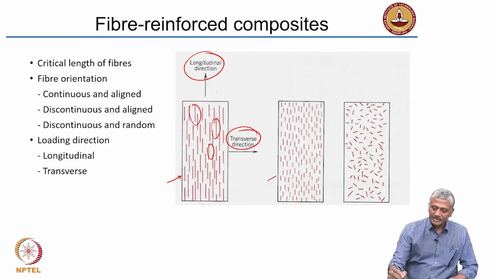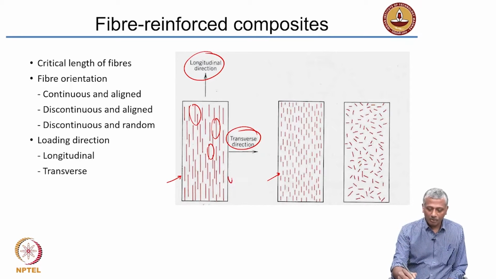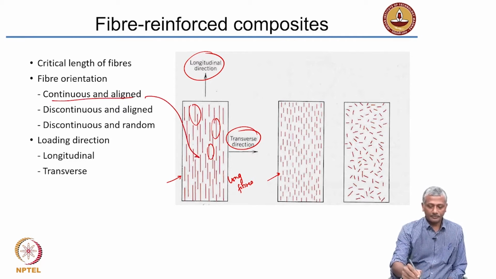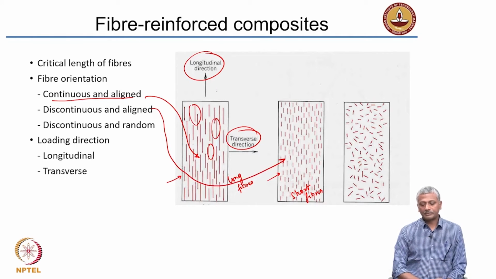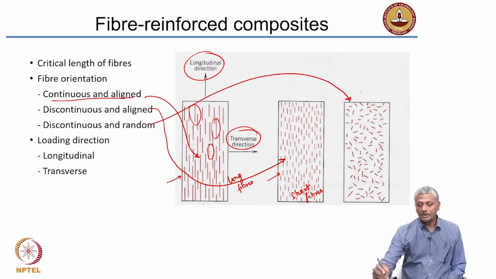Now you can also have a scale of fibers which is very small, very short fibers. Here these are long fibers which are continuous and aligned. You can have short fibers that are still aligned but they are discontinuous. Short fibers, discontinuous and aligned. Now this third case is when you have discontinuous and random short fibers.